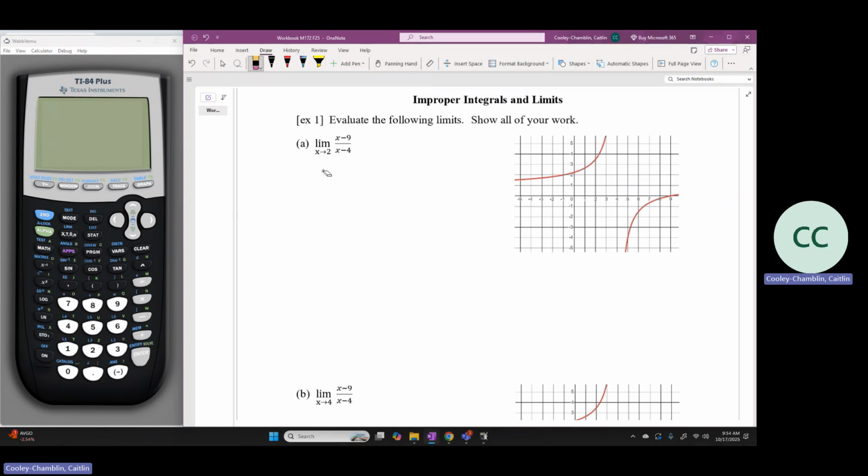And so we get 2 minus 9 over 2 minus 4. I'm just going to go ahead and plug this into my handy dandy calculator. So I'm going to use parentheses, 2 minus 9 divided by 2 minus 4, and we get 3.5.